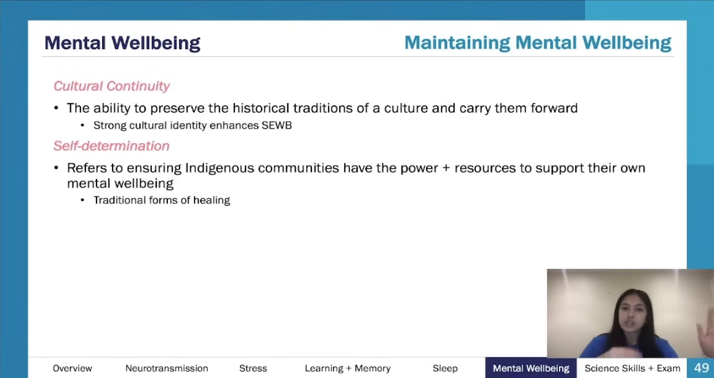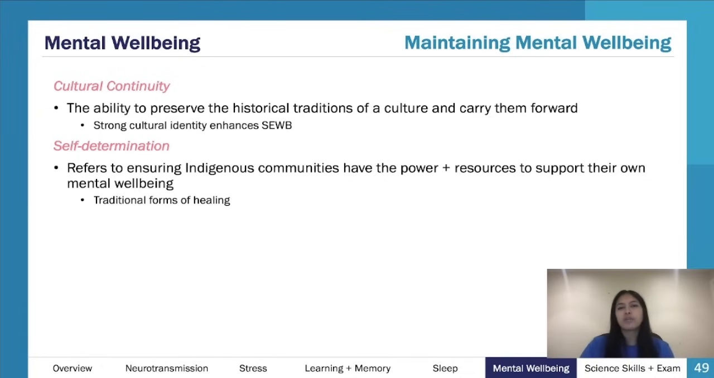And obviously that links into social and emotional well-being. You know, we saw that little domain of culture there. So this importance of passing down traditions, passing on information and education, is really important in maintaining mental well-being. And also linked very closely with that is self-determination. So again, as it sounds in the name, having the power, the resources, and the ability to initiate this sort of connection. So understanding that First Nations people have this ability to preserve historical traditions, linking it with cultural continuity.